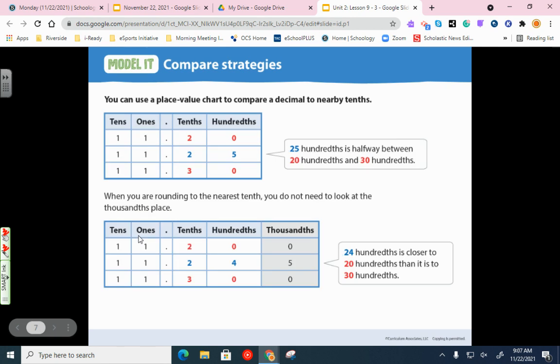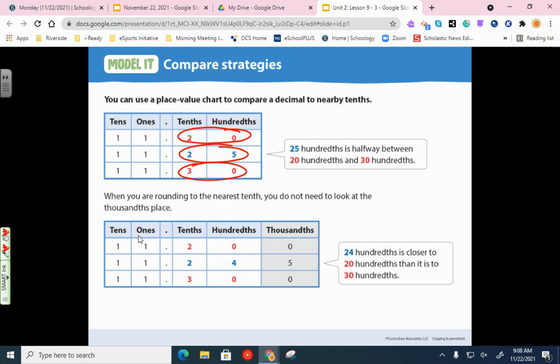Another way to do it is to use place value charts to compare them to nearby tenths. So for example, for this first one, we've got 11 2/10, 11 3/10, and then we see that 11 25/100 is exactly between this. So we've got 20, 25, and 30. We know 25 is exactly halfway, so we would round up.